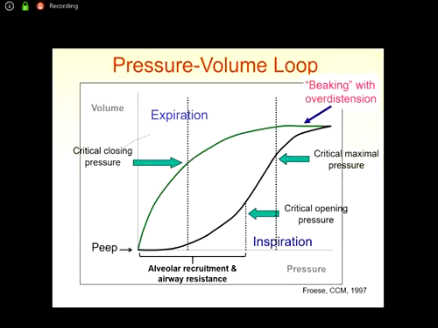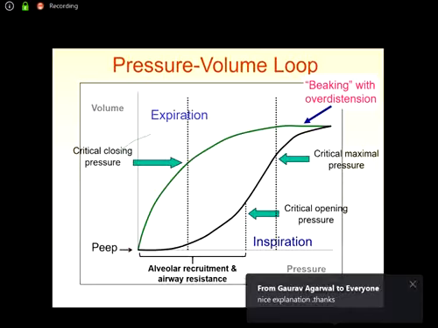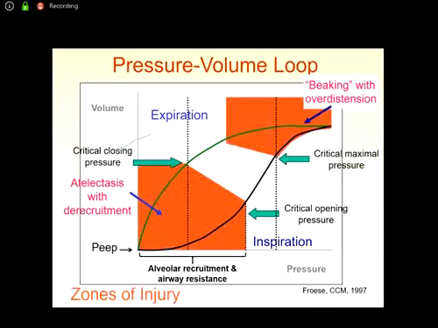Okay, so the part of the curve that is on the top is called beaking or overdistension, in which you have very little change in volume with increased pressure, and you need to avoid that. And the lower part is when you have significant atelectasis with de-recruitment, and you tend to lose volume at the end. So ideally, in a normal condition, you want to be ventilating babies in that middle safe window to avoid overdistension and to avoid atelectasis and de-recruitment.